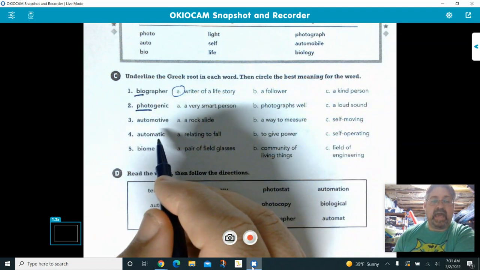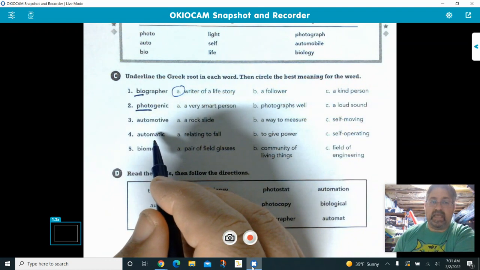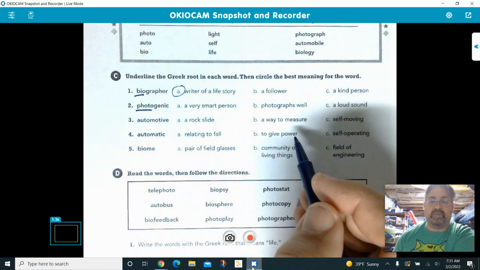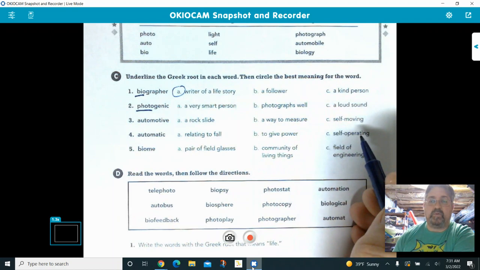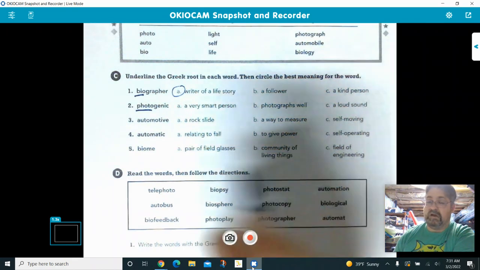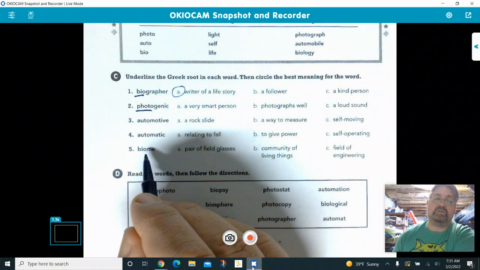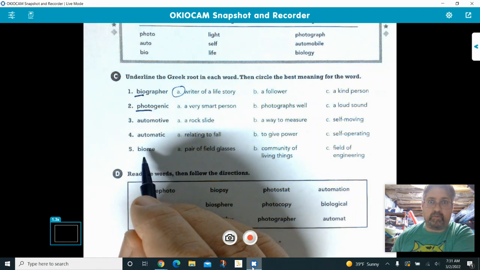Our next one is automatic. Again, find your root word. And what does it mean? Is it relating to fall, to give power, or self-operating? I don't know. 8th graders, if you guys missed this one, I don't know what I'm going to do. But we've been working with biomes for a long time, right? Yeah, you better know this.